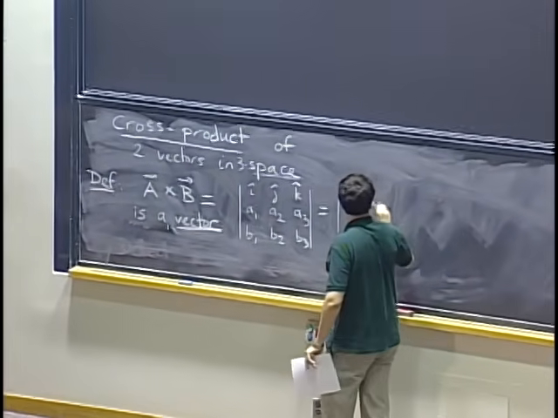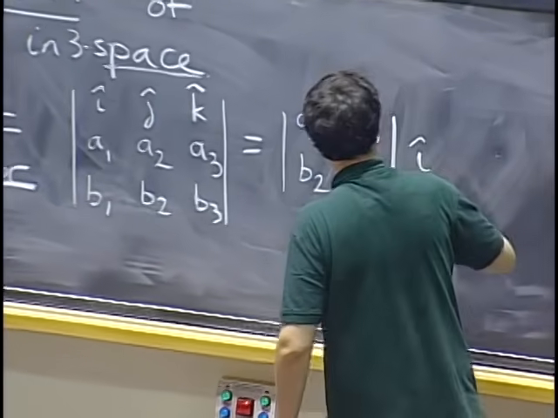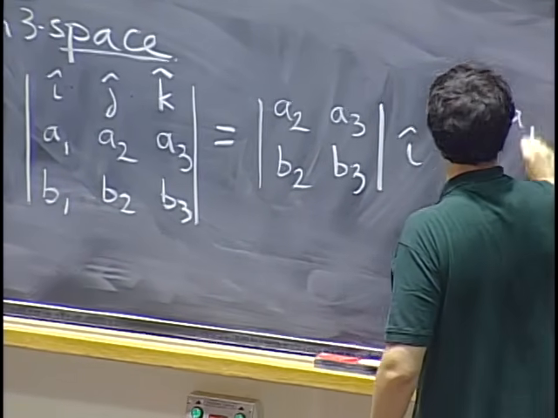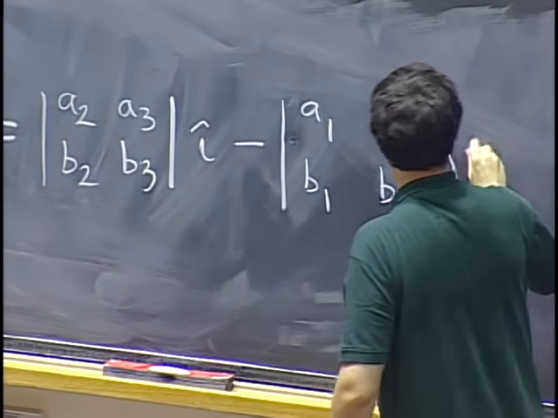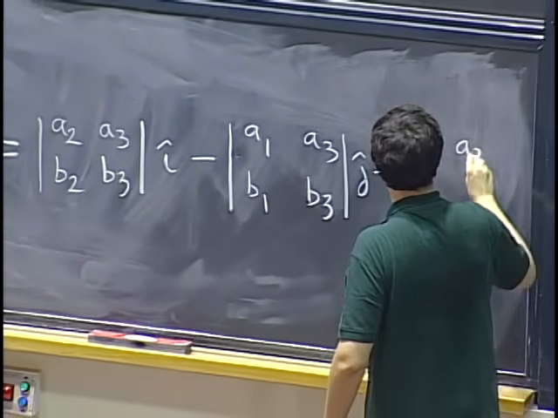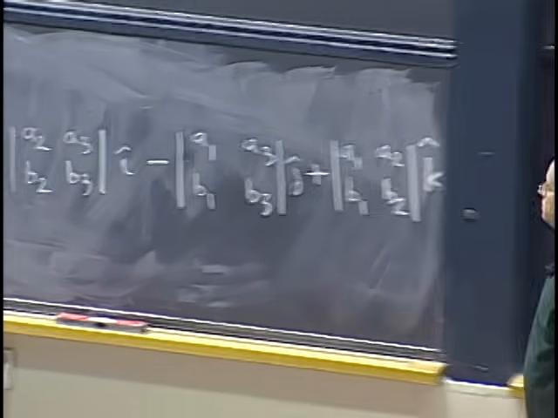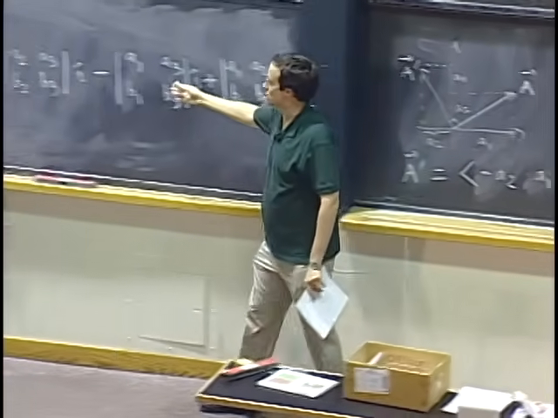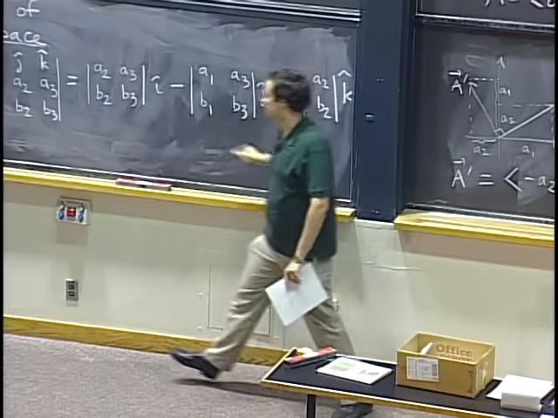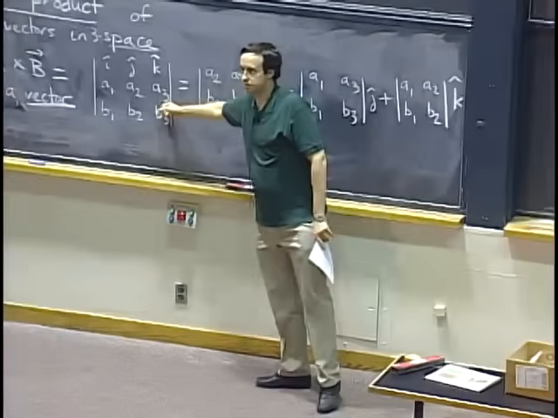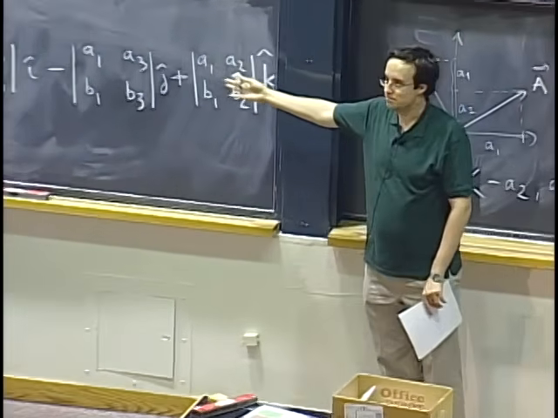Okay, so let me write it as determinant of A2, A3, B2, B3 times i hat, minus determinant A1, A3, B1, B3, j hat, plus A1, A2, B1, B2, k hat. Okay? And so that's the actual definition in a way that makes complete sense. But to remember this formula without too much trouble, it's much easier to think about it in these terms here. Okay, so that's a definition, and it gives you a vector.